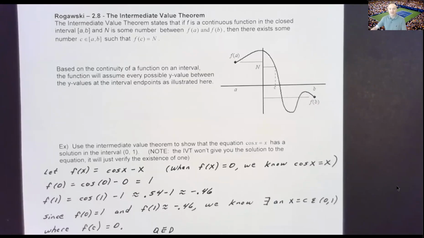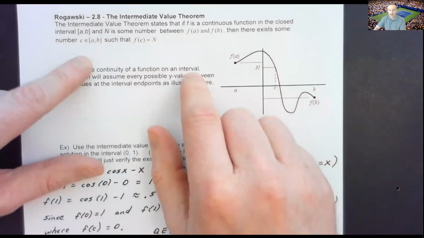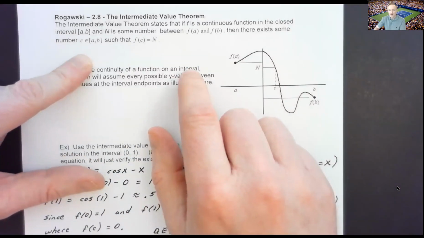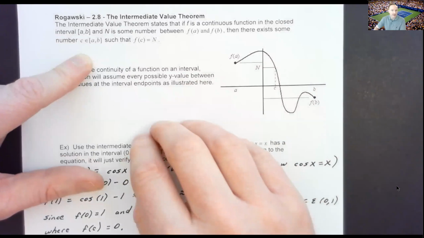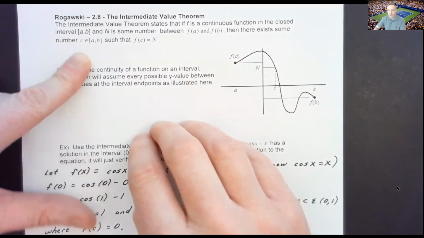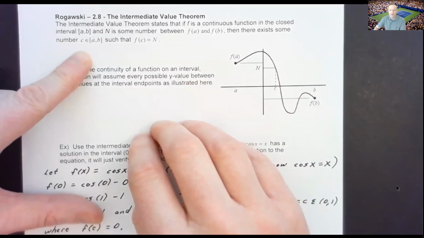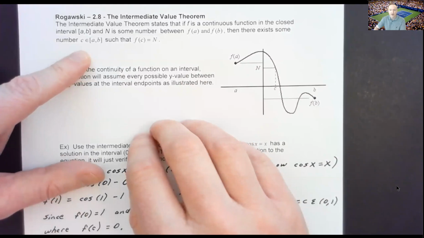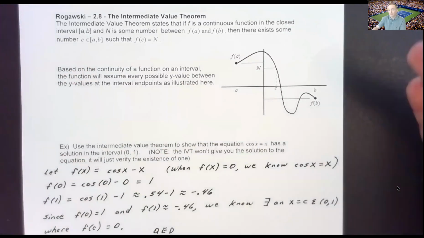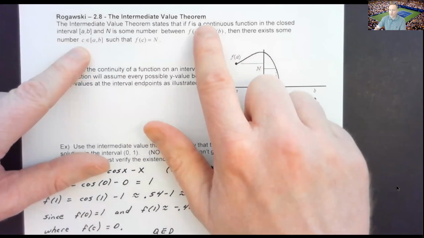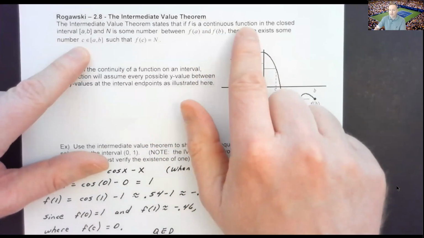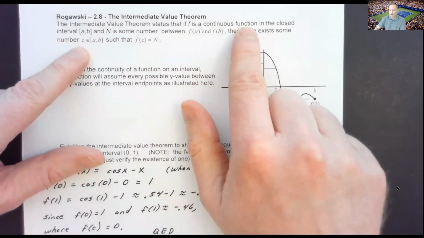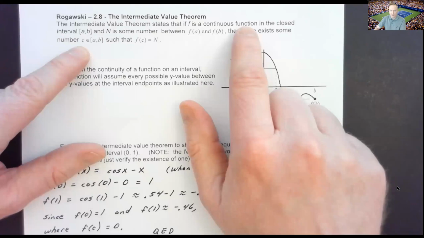Hi all. For section 2.8, the only topic in the entire section that we're looking at is the intermediate value theorem. Now, this is a theorem that really should be fairly common sense, but a lot of students really struggle with this theorem. So what the intermediate value theorem is based upon is that it only applies to continuous functions. Remember, continuous functions have no gaps, no holes, no asymptotes over the region of their continuity.